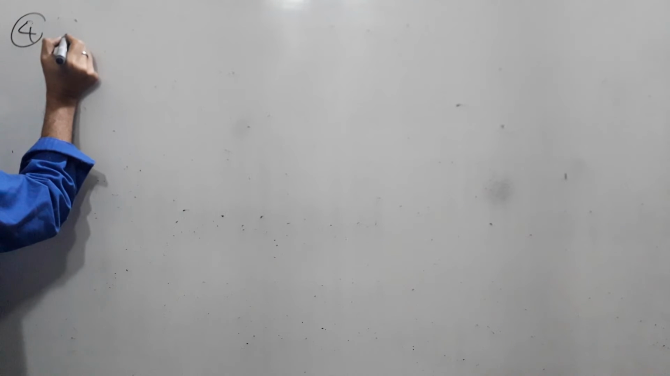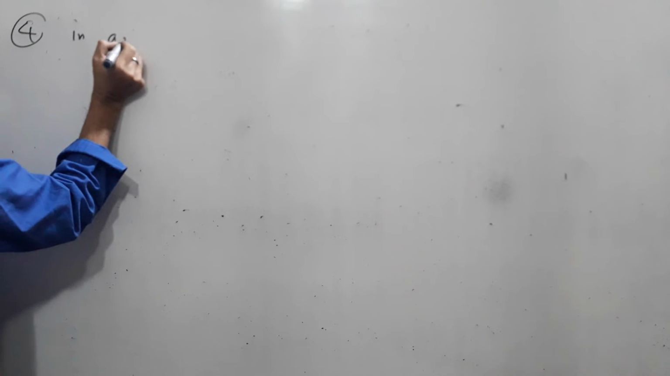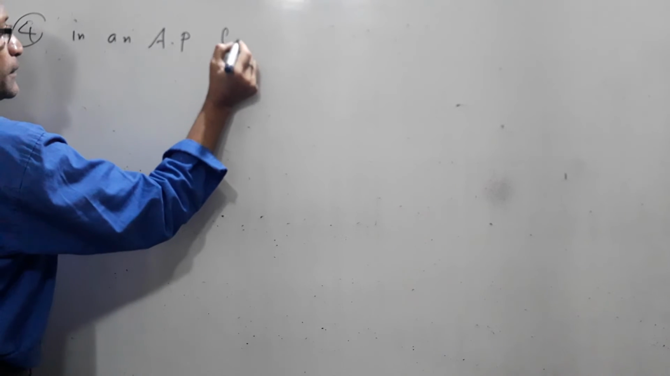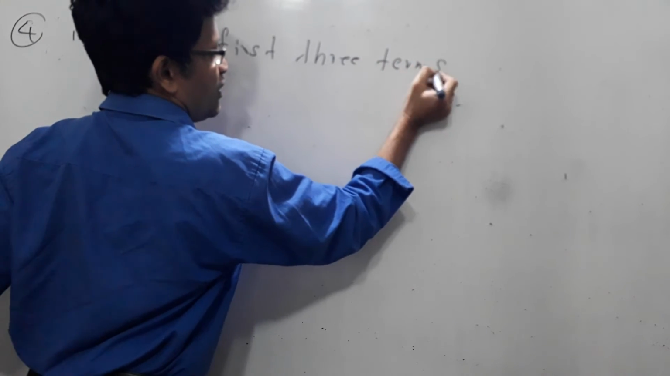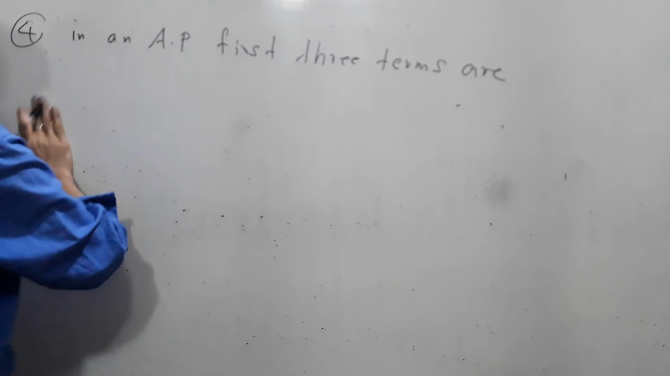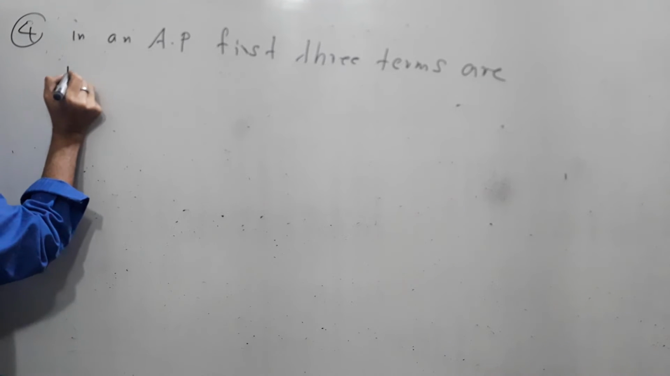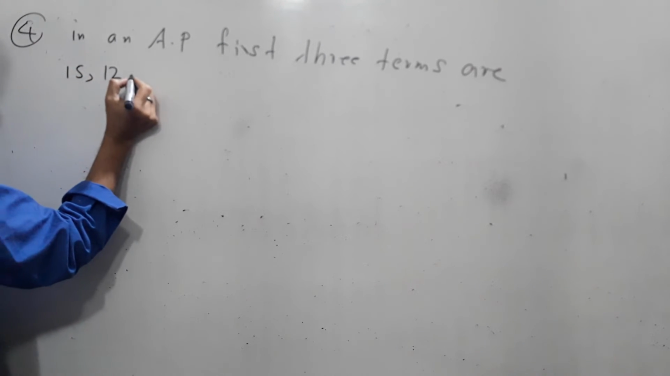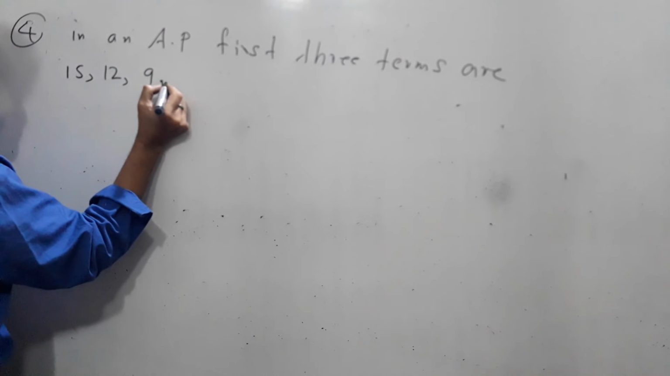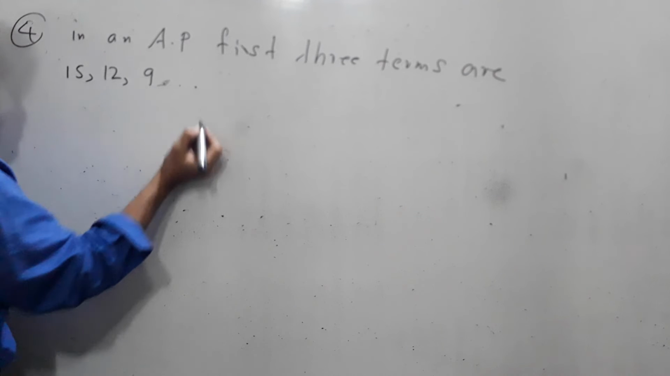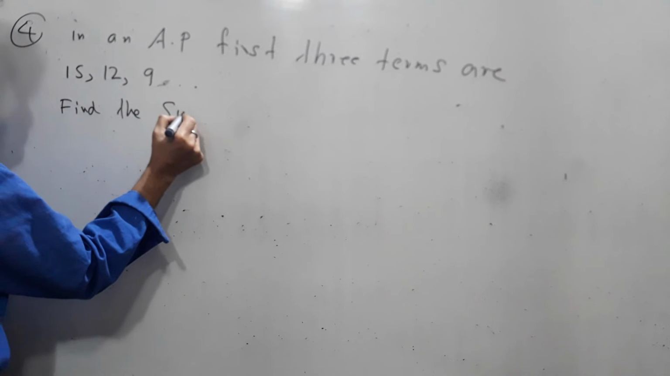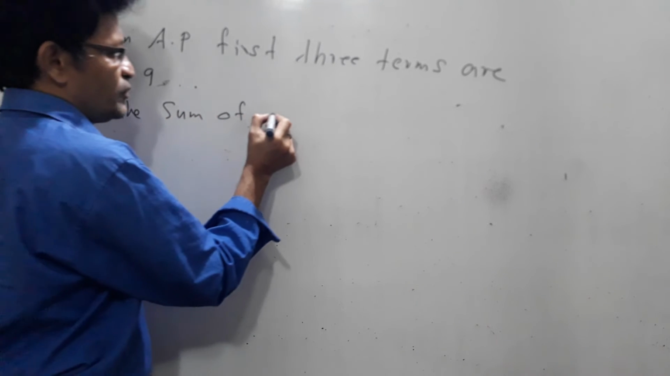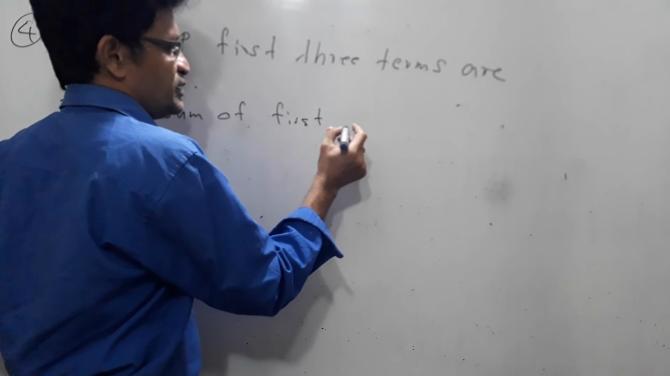Fourth question. Now, in an AP, the first three terms are, say, 15, 12, 9. Clear? Find the sum of the first, say, 11 terms.